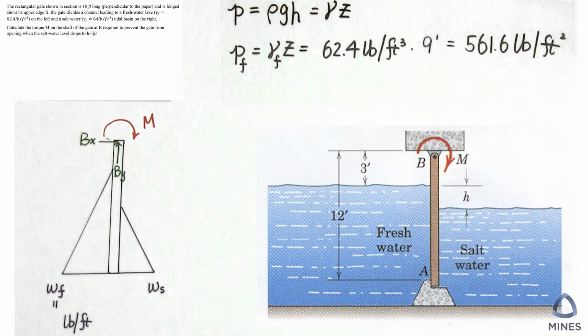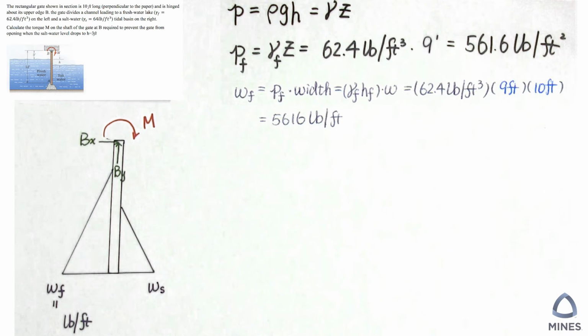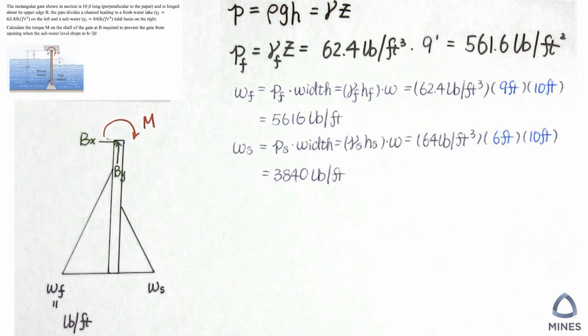We have to convert the area load to a line load so that we can set up our equilibrium equation. In order to find the magnitude of the distributed load from the water, we have to multiply the pressure by the width of the door. In this problem, the width is 10 feet. To calculate the water pressure from the salt water on the other side, we use the pressure multiplied by the width of the door again.